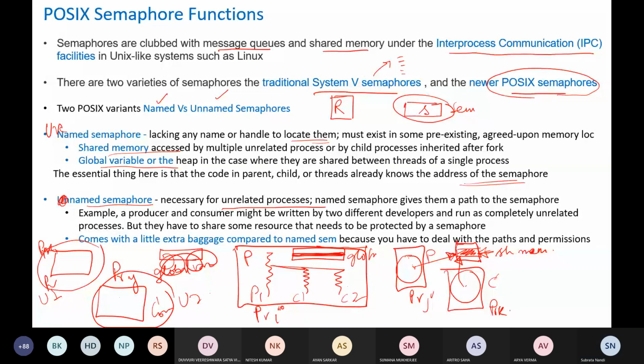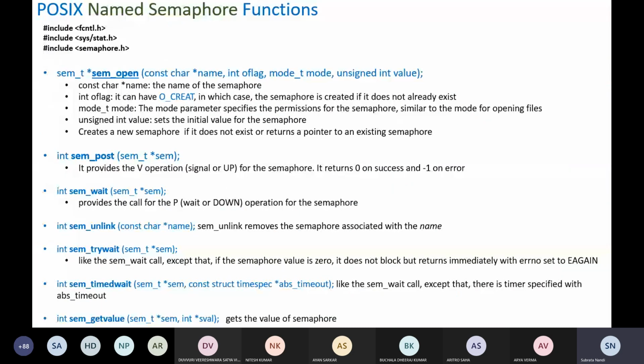The point is, this named semaphore comes with a little extra baggage, because some additional constructs are required. Internally they also need to be maintained in different ways, so it comes with some extra overhead, and probably we don't opt for it if we know that the semaphore is going to be accessed by multiple threads of a process, or between child and parent. In those two cases we basically opt for the unnamed kind of semaphore. If it is unrelated processes, we opt for a named semaphore. But in both cases, we have more or less similar functions.